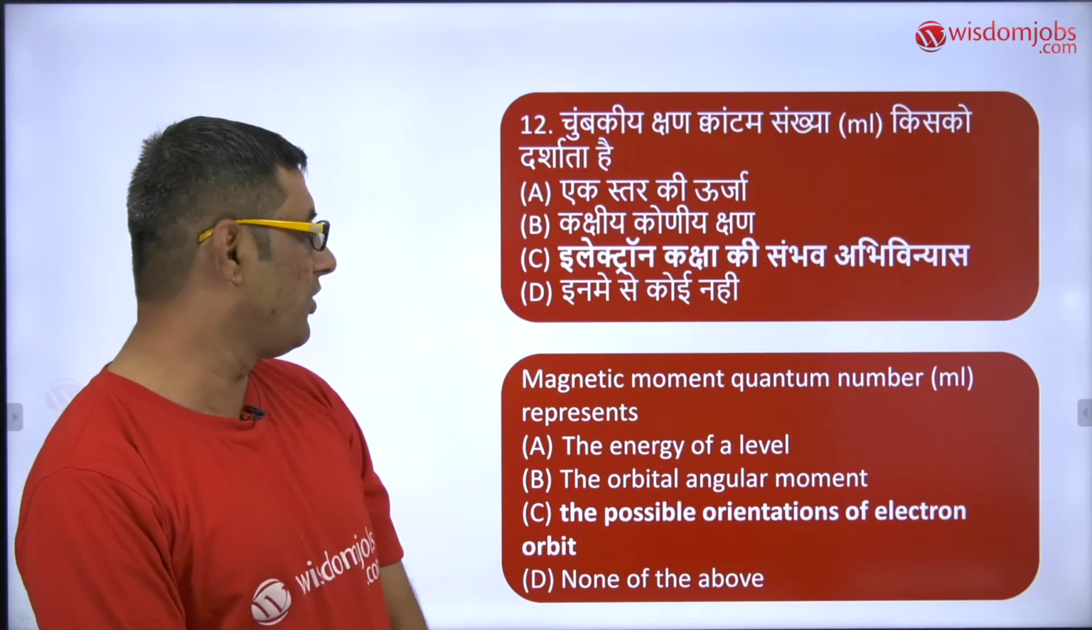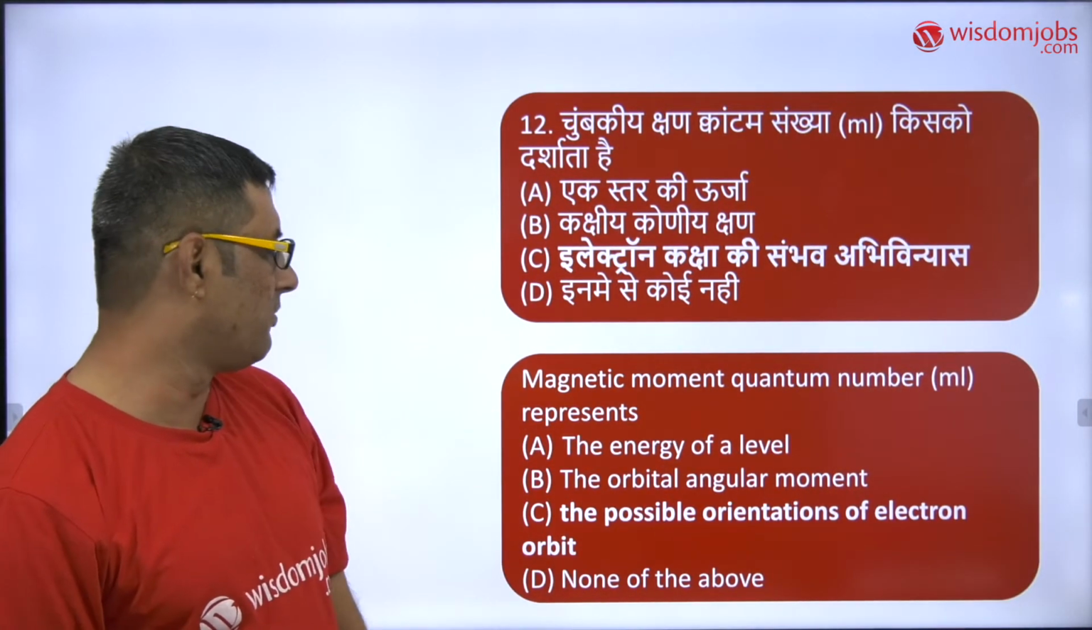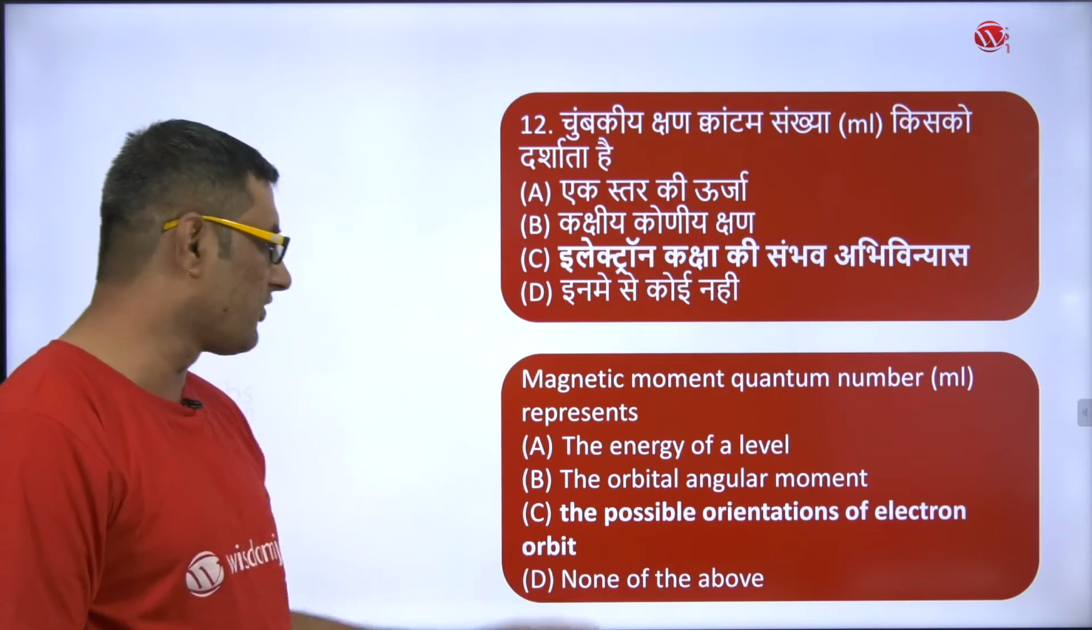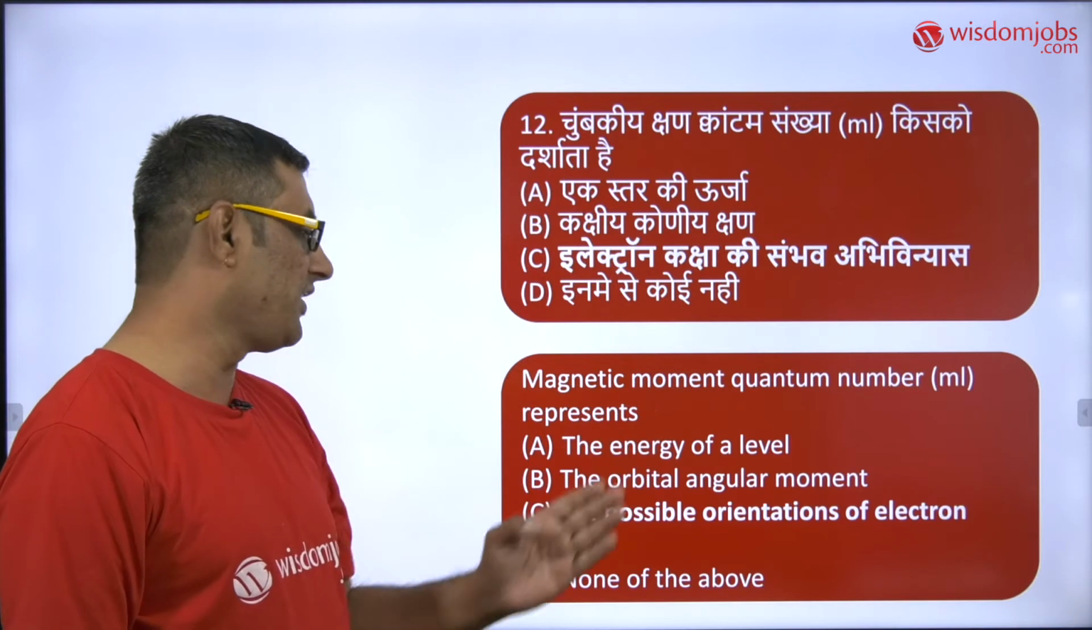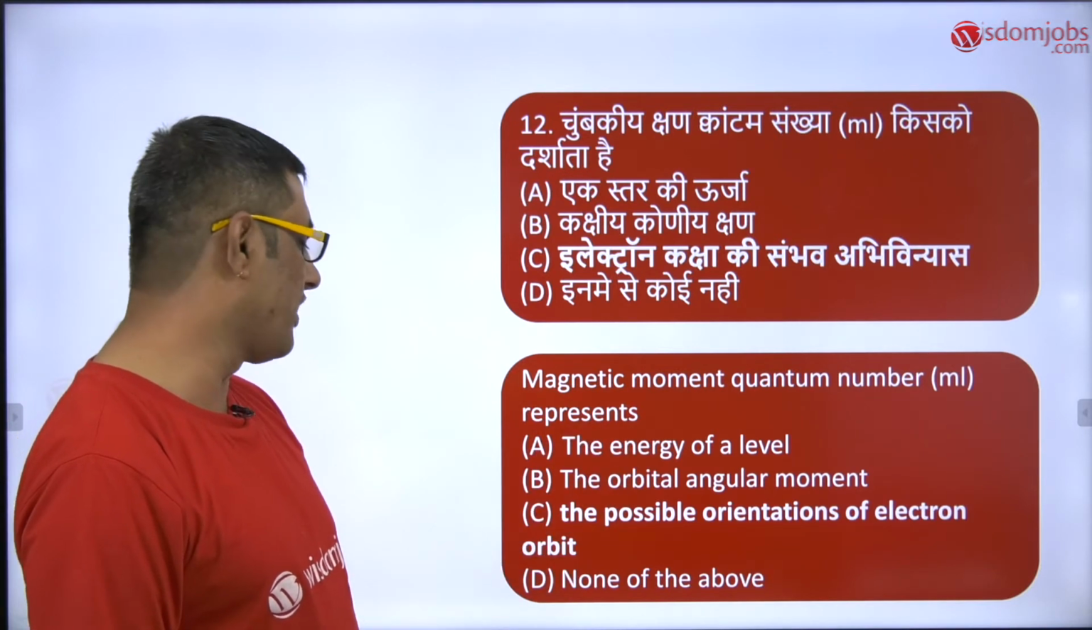The question for this video is: magnetic moment quantum number represents? The options are: the energy of a level, the orbital angular momentum, the possible orientations of an electron orbit, and none of the above.